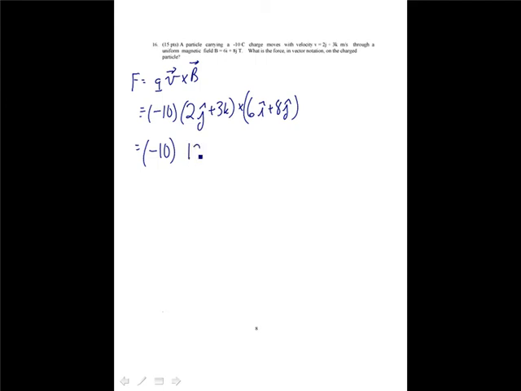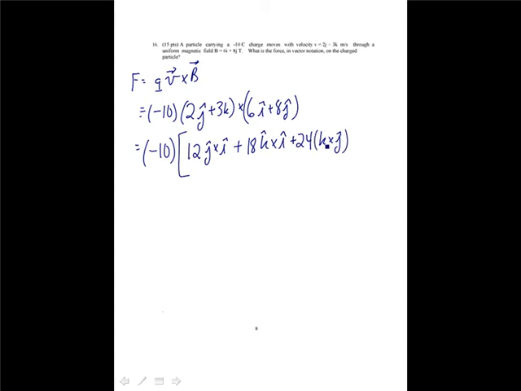2 times 6 is 12 times j cross i. Outer is 2 times 8 is 16 times j cross j, but j cross j is equal to 0, so I'll leave O out. Inner is 3 times 6 is 18, k cross i, and then last is 3 times 8 is 24, and that is k cross j.